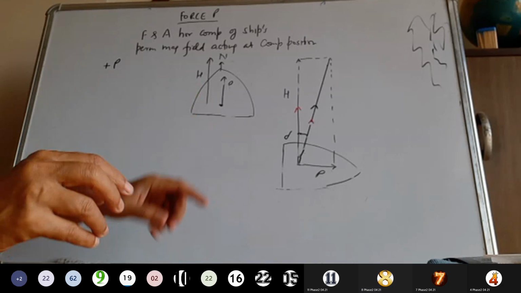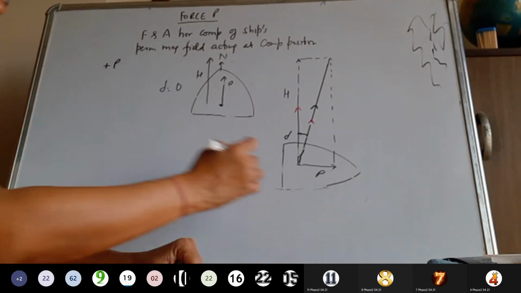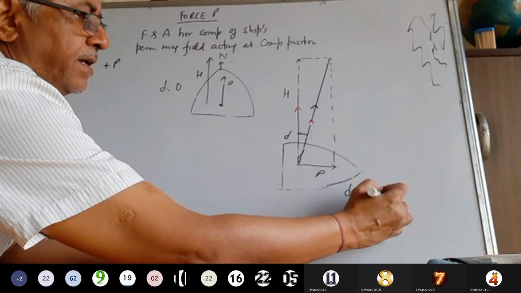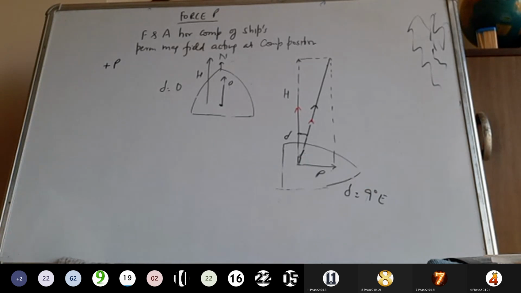Yes, sir. What will the deviation be here? Here the deviation is... and let us just give some value. Let us say deviation here is 9 degrees east. I'm just putting an arbitrary value, 9 degrees east.